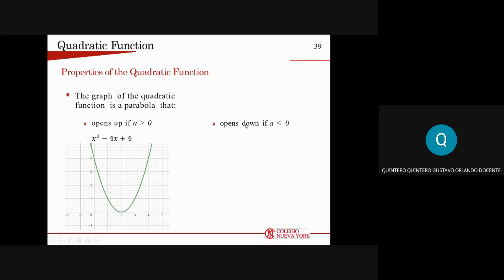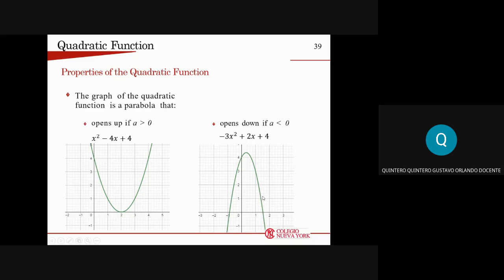But what happens if a is a negative value, lower than 0? It opens down, right? If the parabola has a coefficient a negative, so lower than 0, then here's an example. We are going to have a parabola opening down.